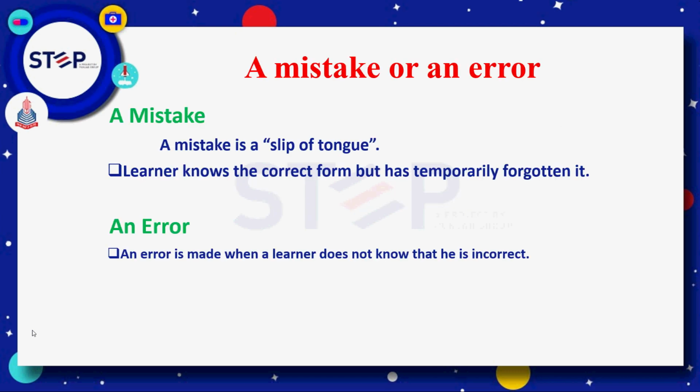First of all, let's try to analyze the difference between mistakes and errors. Mistakes are the scenario in which the learner knows the correct form but has temporarily forgotten it. In this scenario, the user of the language does have the correct knowledge, but even then there is a mistake because for that moment the learner is not in a position to use correct language. On the other hand, an error is made when a learner doesn't know that he is incorrect. So in the mistake scenario, there is no lack of knowledge, while in the error scenario, there is lack of knowledge or there is wrong knowledge.